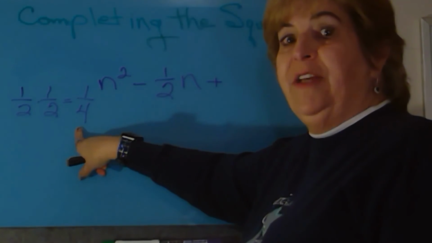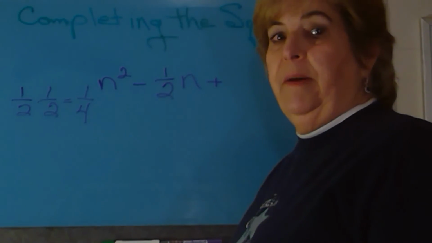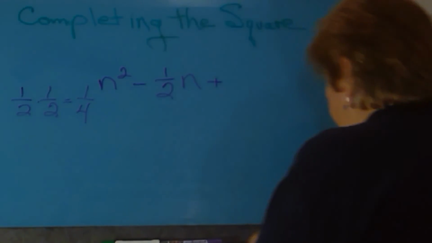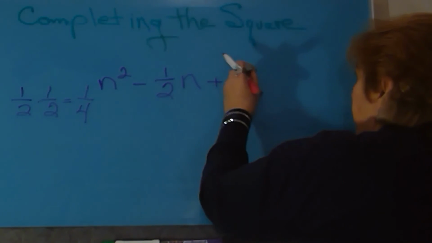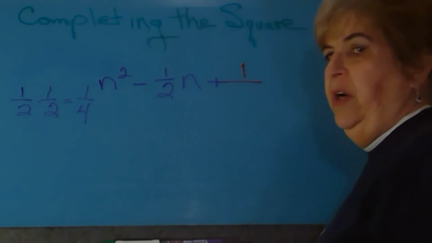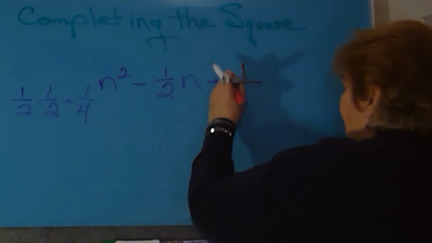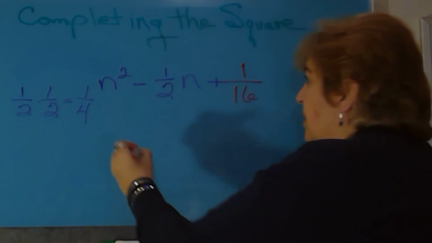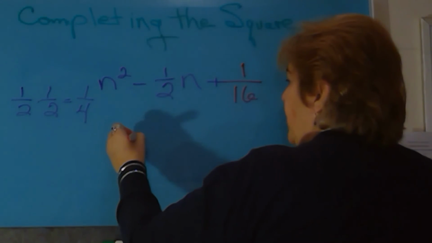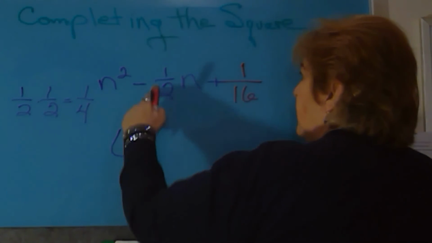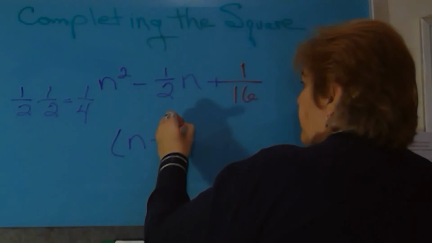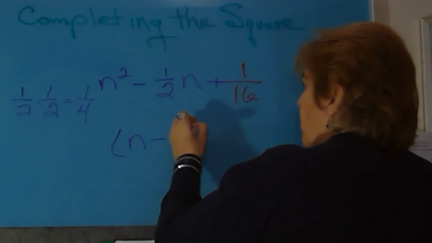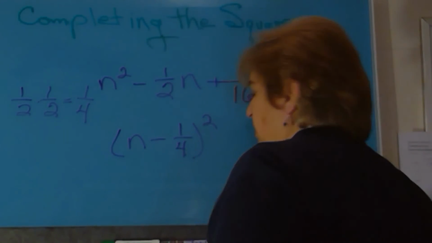When you square a fraction, you square the top and you square the bottom. You know what 1 squared is, that's 1. And I know you know what 4 squared is. That's 16. So what's that look like after we do that? We end up with n, use that sign, minus 1/4 squared.